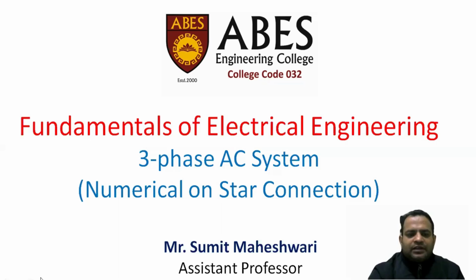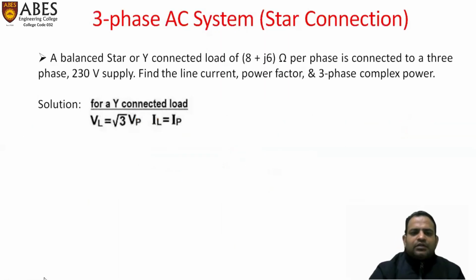So this is our numerical. A balanced star Y connected load having 8 plus J6 ohm per phase is connected to a three-phase 230 volt supply. Find the line current and phase current, line power, which is three-phase complex power, and power factor. So what is our star connection? This we are recalling.